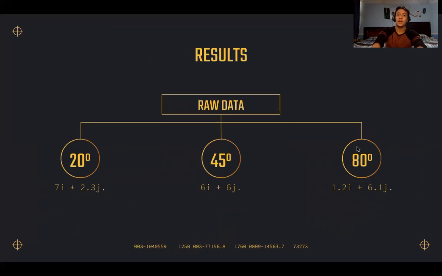My results are these, the raw data. For the object I pushed at a 20 degree angle, the ending coordinates are 7i plus 2.3j. For the 45 degree angle object, the ending coordinates are 6i plus 6j. And for the 80 degree angle object, the coordinates are 1.2i plus 6.1j.